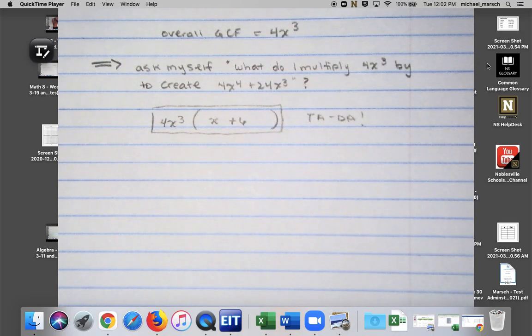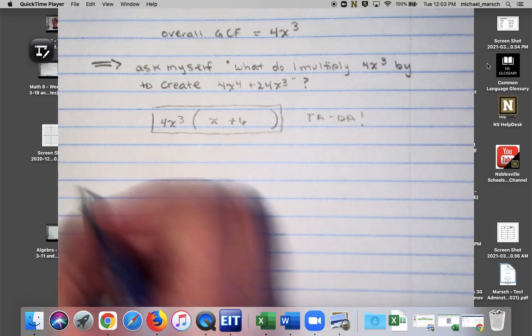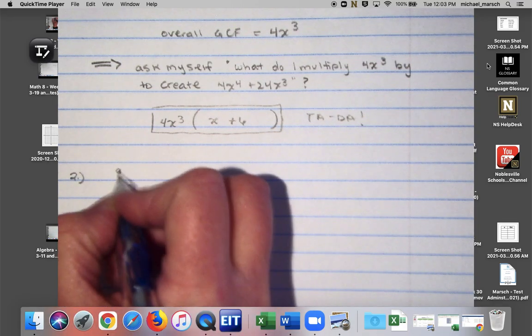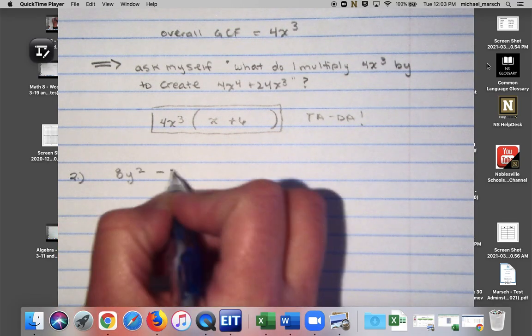So we figure out what our greatest common factor is for the whole polynomial, stick it on the outside, and then we ask ourselves, how do we create what we started with? How can you check your work? Distribute and see if you get 4x to the fourth plus 24x to the third. Right? And then you do, and you're happy, and you move on. Okay, so let's do another one. 8y squared minus 24y.